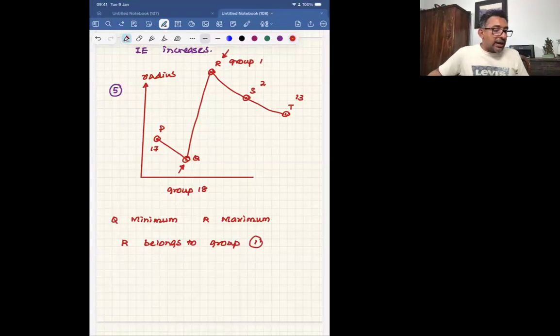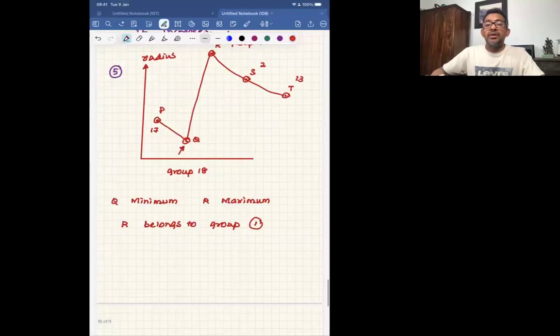Right, okay. R has a larger radius than Q. Explain the reason for this observation. What is the reason? Can somebody tell me? What is the reason you think that? Somebody says minimum is Q, maximum is R. That is obvious. It is given in the table. If you look at the graph, minimum is Q, maximum is R. That is not what we want. We want which group it belongs to. That is the question. Right?